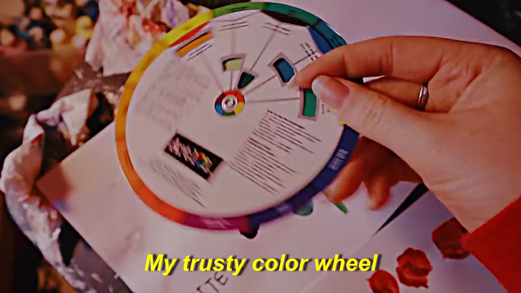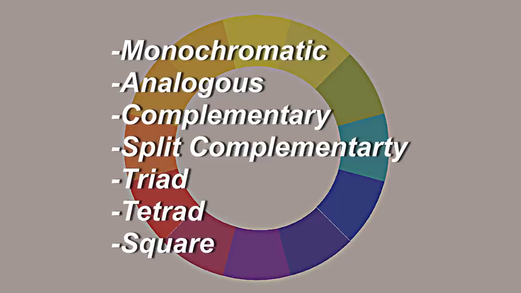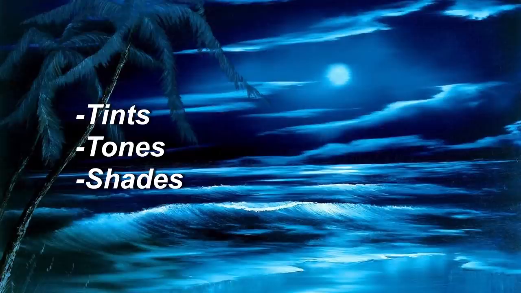Now let's talk about some color schemes. Monochromatic, analogous, complementary, split complementary, triad, tetrad, and square are all examples of some pretty classic schemes. Here's an example of a monochromatic color scheme. In a monochromatic scheme, one color creates tints, tones, and shades like we discussed before. It's basically just one color at different levels of saturation and value. You can create some pretty striking work with this scheme.